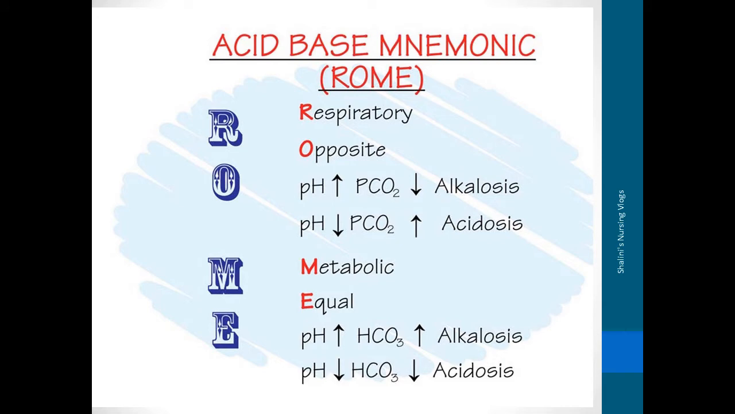This is the acid-base mnemonic ROME, which we have already discussed in our previous sessions. I'd like to brief you again for the benefit of those hearing it for the first time. Respiratory opposite and metabolic equal. It means that the direction of the defect is opposite in case of respiratory and it is in the same direction in case of metabolic. So when we say respiratory alkalosis, the pH increases and the PCO2 has to go in the opposite direction, that is, it decreases. And in case of acidosis, the pH will decrease, then the PCO2 will increase.